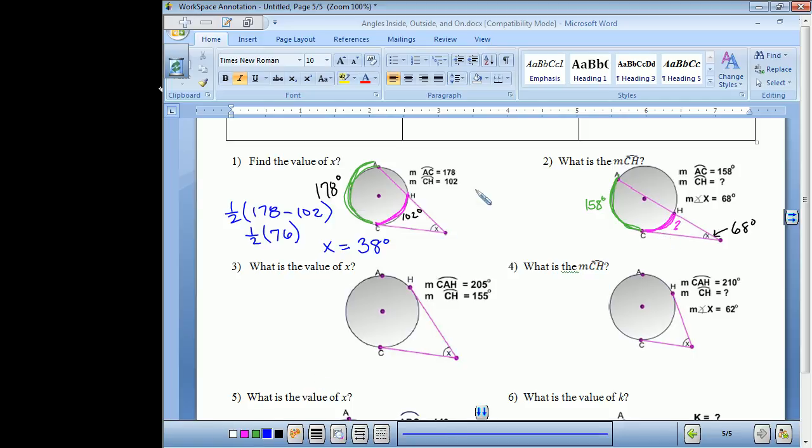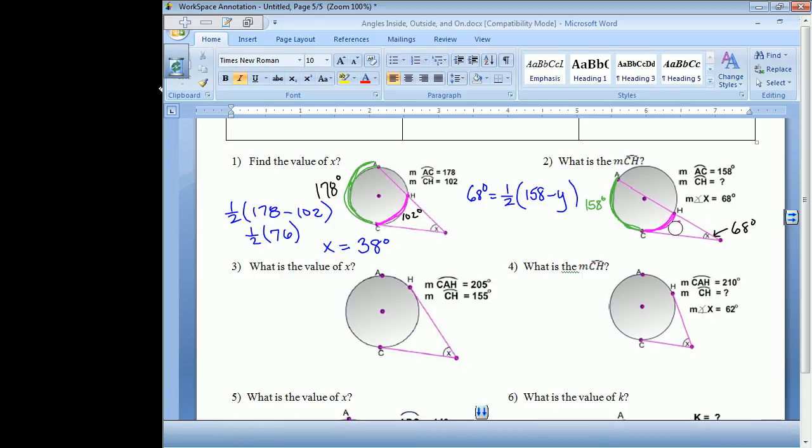So we can set up an equation. The outside angle is equal to half the big minus the little. What is the big? 158. 158 minus, sure, we can make it y. You can pick any variable you want. I got a negative number, but you have to work back.